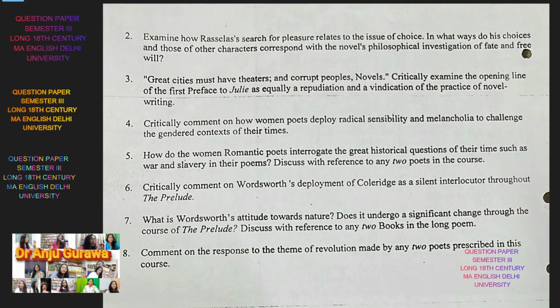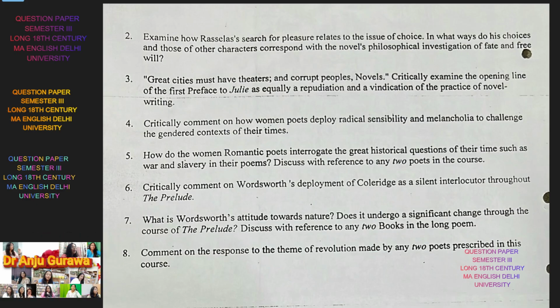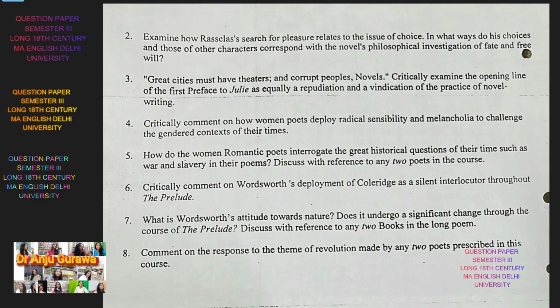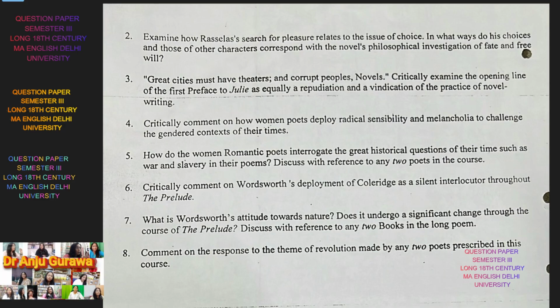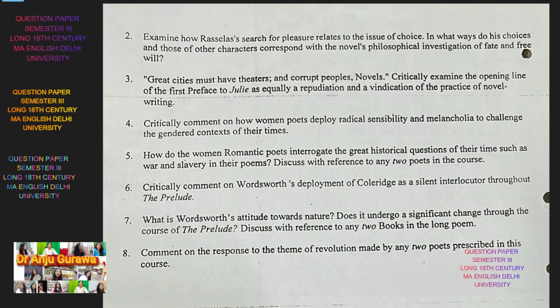Question number 5 is, how do the women romantic poets interrogate the great historical questions of their time, such as war and slavery, in their poems? Discuss with reference to any two poets in the course. Question number 6 is, critically comment on Wordsworth's deployment of Coleridge as a silent interlocutor throughout the Prelude.